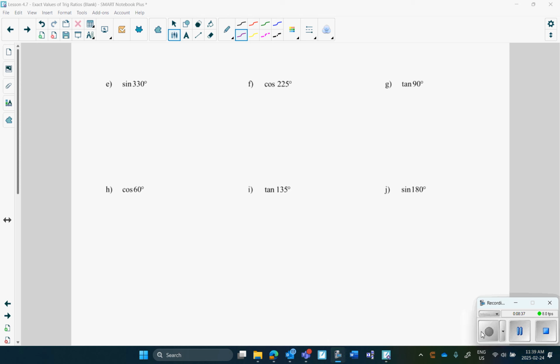Anybody want to share sine 330? Negative 1 over 2. Negative 1 over 2 is right. Right? And again, you don't have to do this, but we can just say, oh, that's y. 330 is the one that's down here, but close to the x-axis. So it's the y coordinate, which is the short one, but it's going down, so it's negative 1/2.